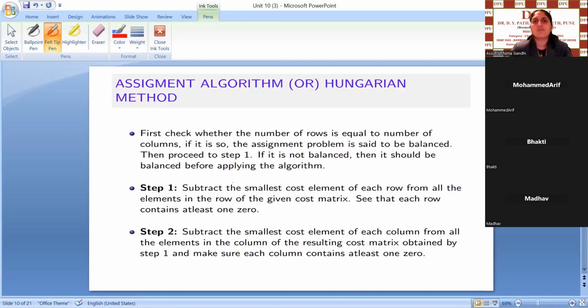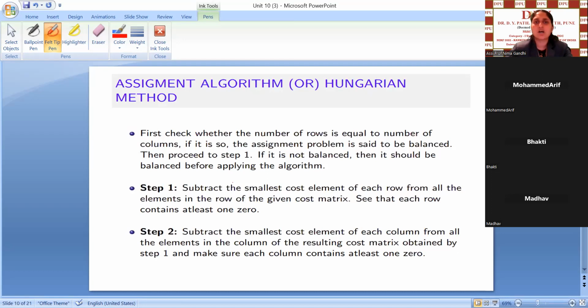First, check whether the number of rows is equal to the number of columns. If it is so, the assignment problem is said to be balanced. So in our case, the assignment problem was not balanced. So what we have done, we have added a dummy column. So let's read the step 1.